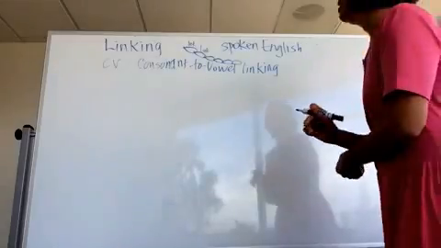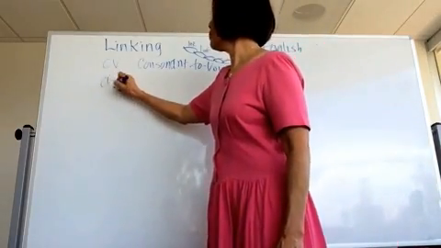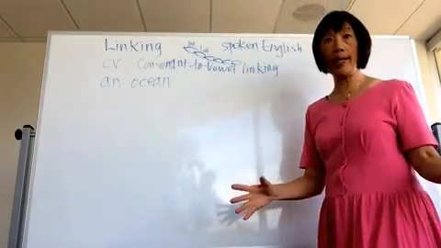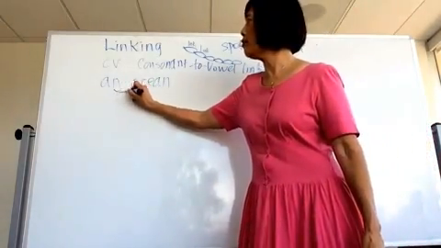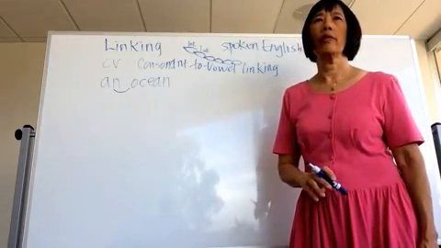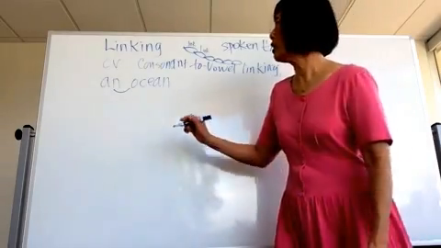Now, what does that mean? All right, so for consonant to vowel linking, we can say, for example, an ocean. In writing, we have to write the space, an, space, ocean. But in speaking, we take the n and move it over and say, an ocean. An ocean. An ocean.